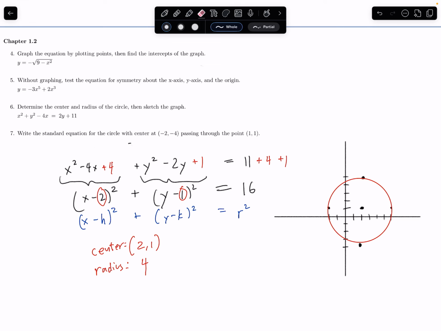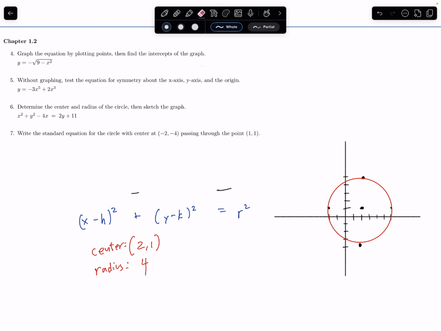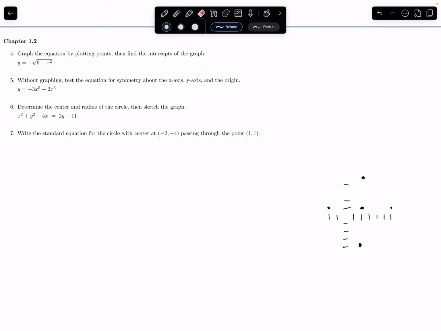Okay, one more for this section. Number 7: write the standard equation for the circle with center (−2, −4), passing through the point (1, 1). No problem.